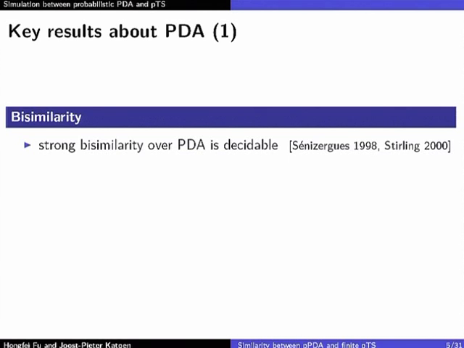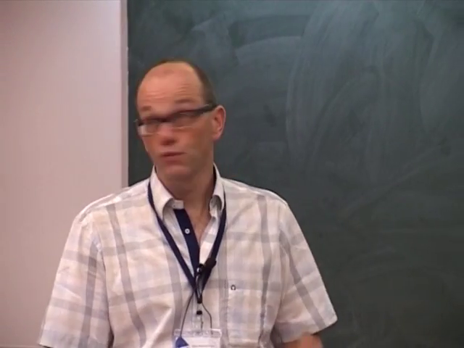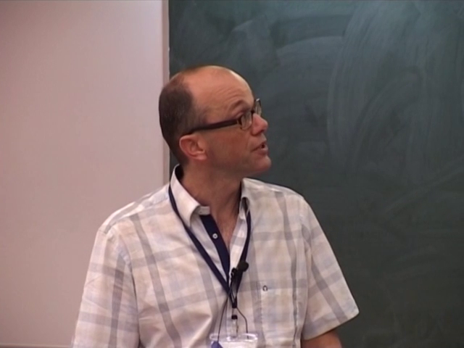And if you look at strong and weak bisimulation between a model given as a pushdown automaton and a specification given as just a finite labeled transition system, then this is PSPACE-complete. Okay, so simulation or bisimulation, strong and weak, is, let's say, PSPACE-complete.